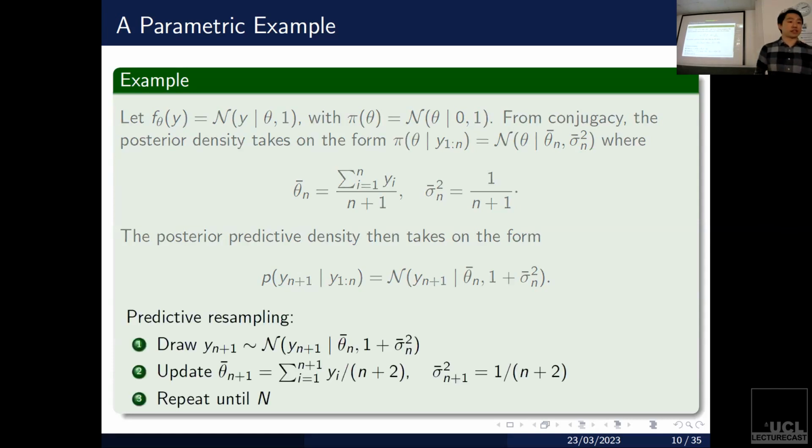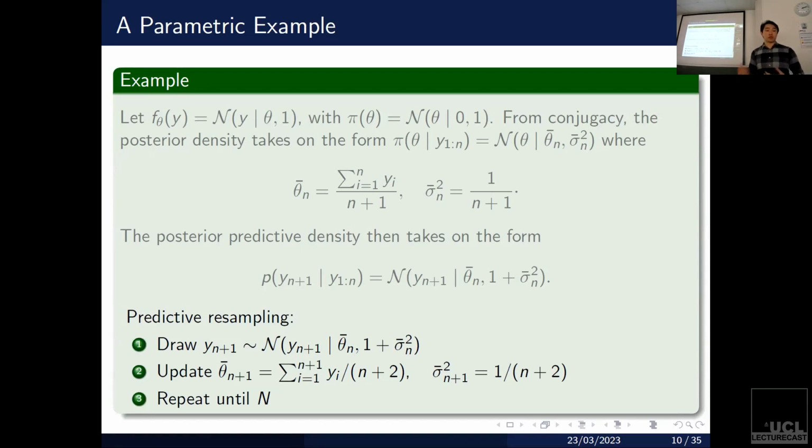So predictive resampling is going to be exactly as we promised before. You're going to simulate a data point, and you're going to shove it back into the model. So the first step is to draw yn+1 from a normal distribution centered at theta bar n and 1 plus sigma bar n squared. Remember, theta bar n in this case is computed from actual observed data points y1 to n. To update our model then, it's going to be simply updating the sample mean. So we're going to define theta bar n+1, our new parameter.